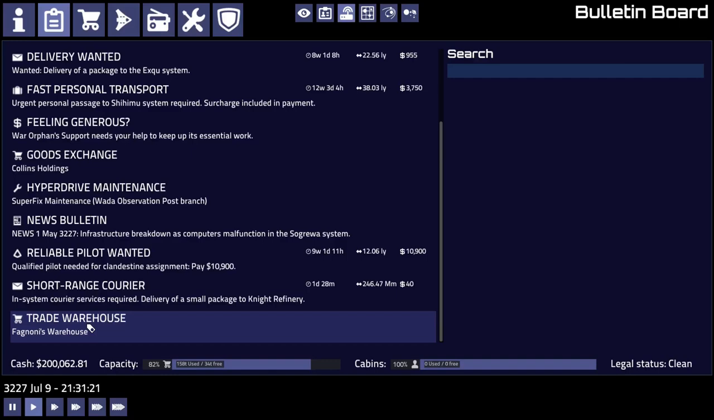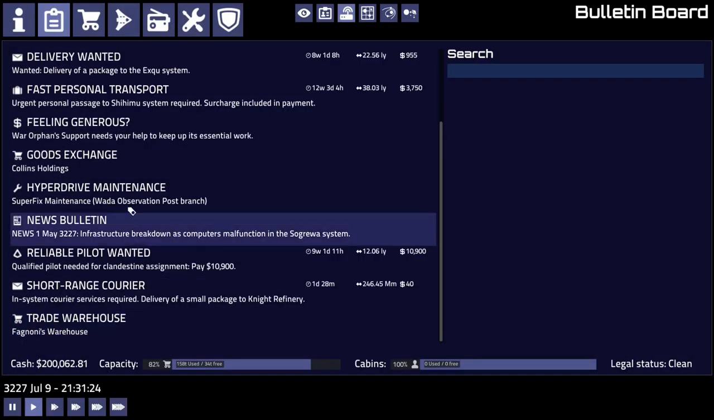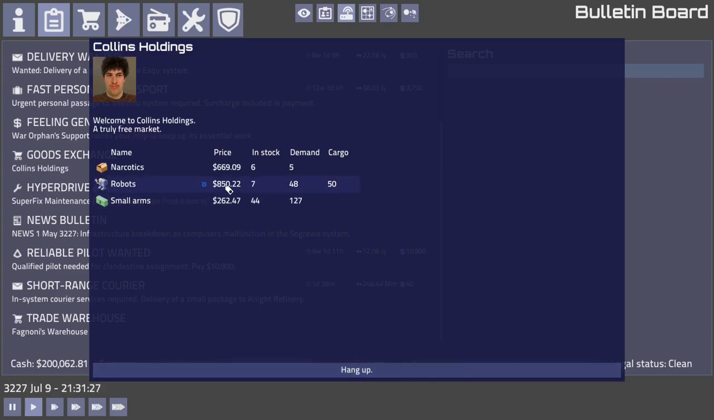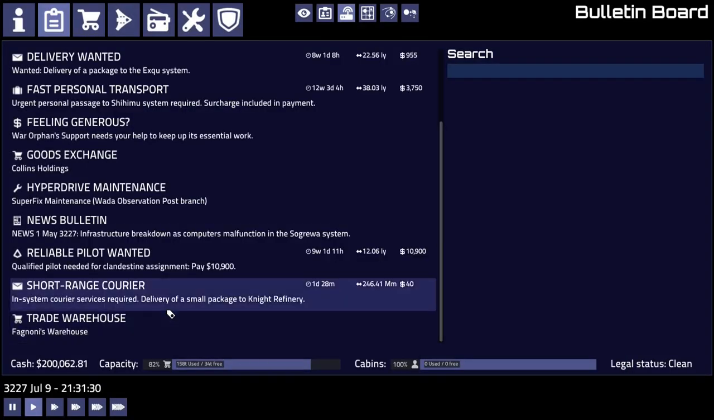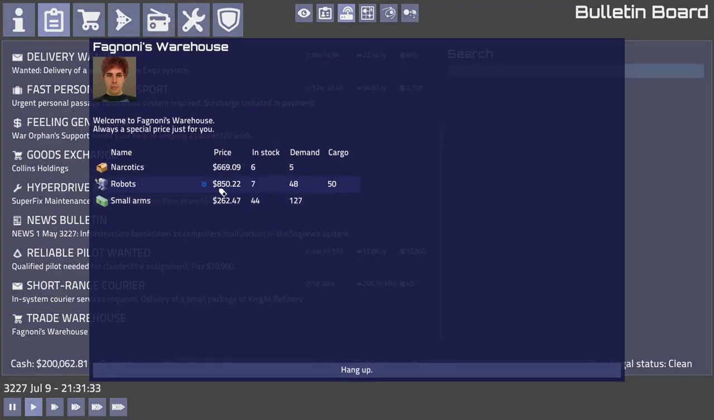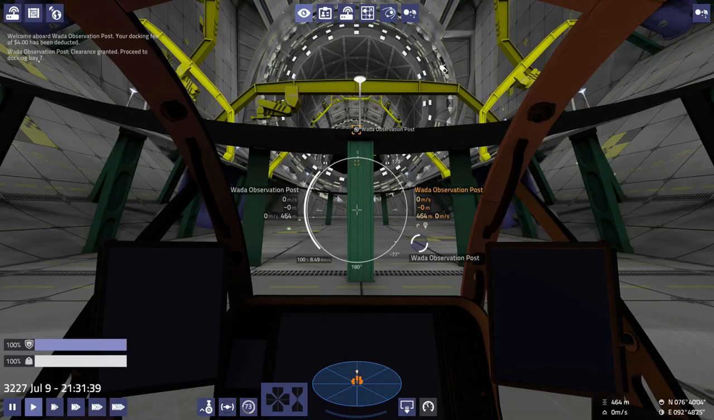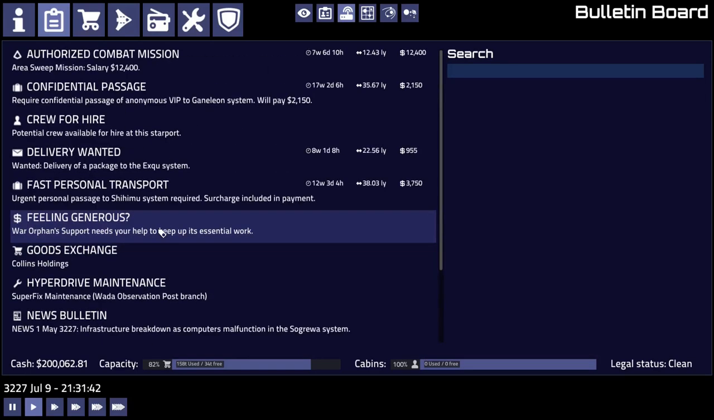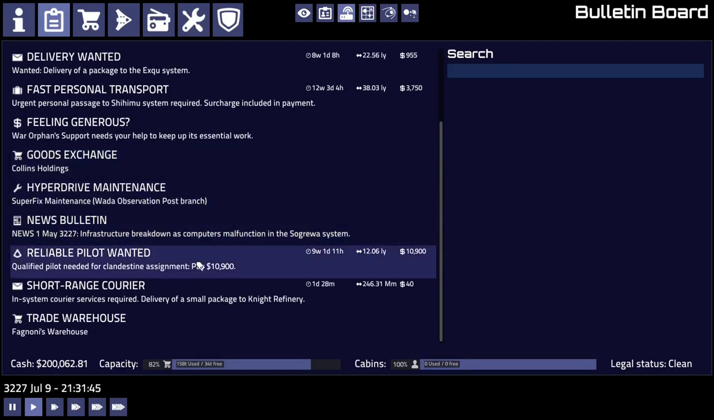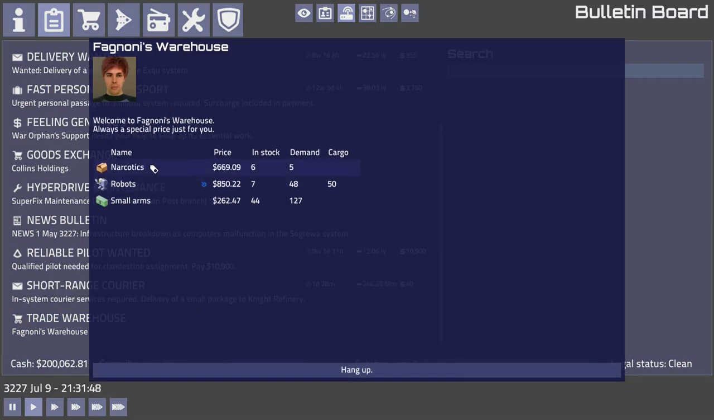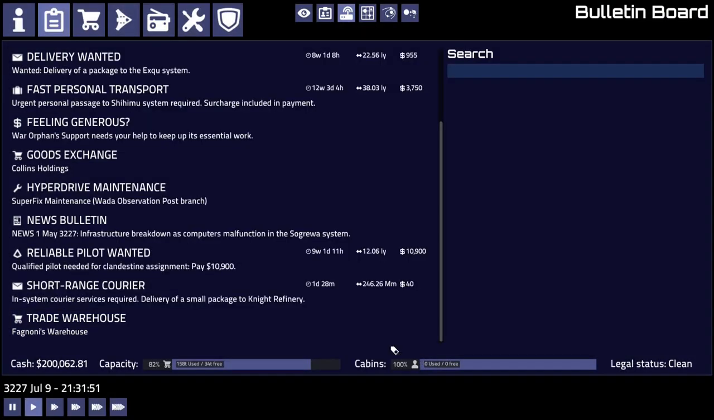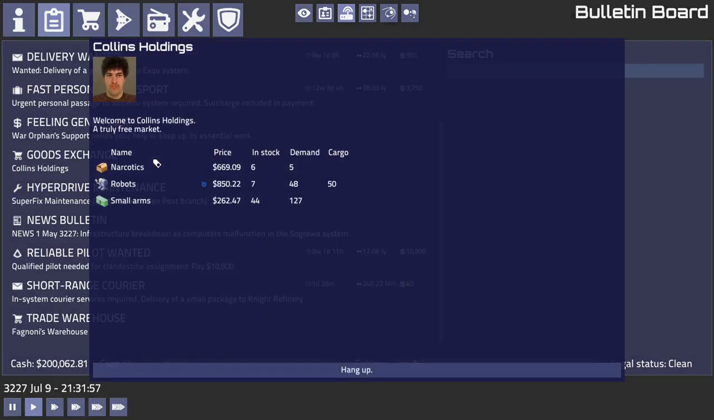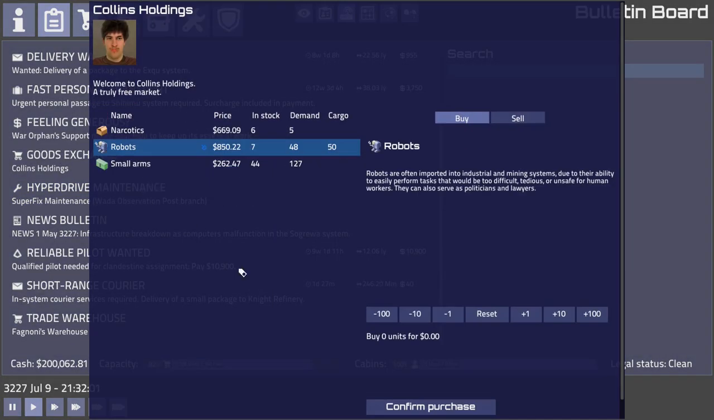Let's see. Oh, there are two trade warehouses here. Demand 48. Oh, darn. This 48, 850, 22. It's the same. Okay. So, we go to Collins, and I probably couldn't say this one. Fanani's? Okay. Let's see what we can do.